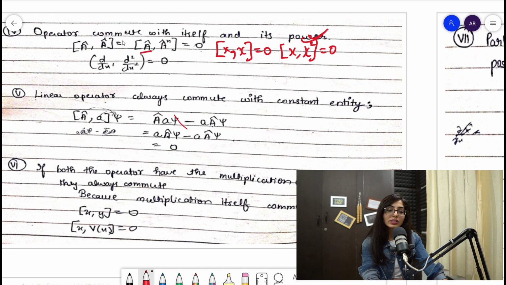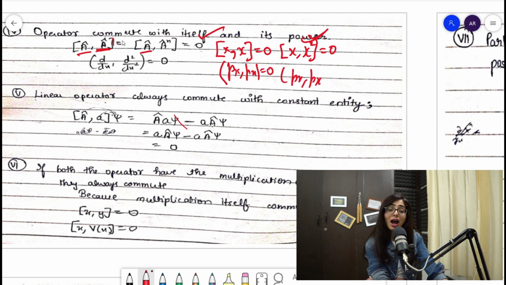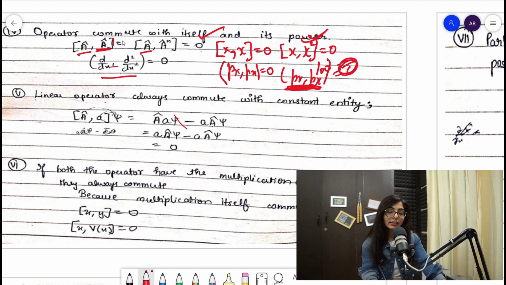The commutator of an operator with the same operator is 0. Likewise, [x, px] and the like: if the same operator is there, the commutator becomes 0. Clear? That is the case. I hope this identity is clear to you.